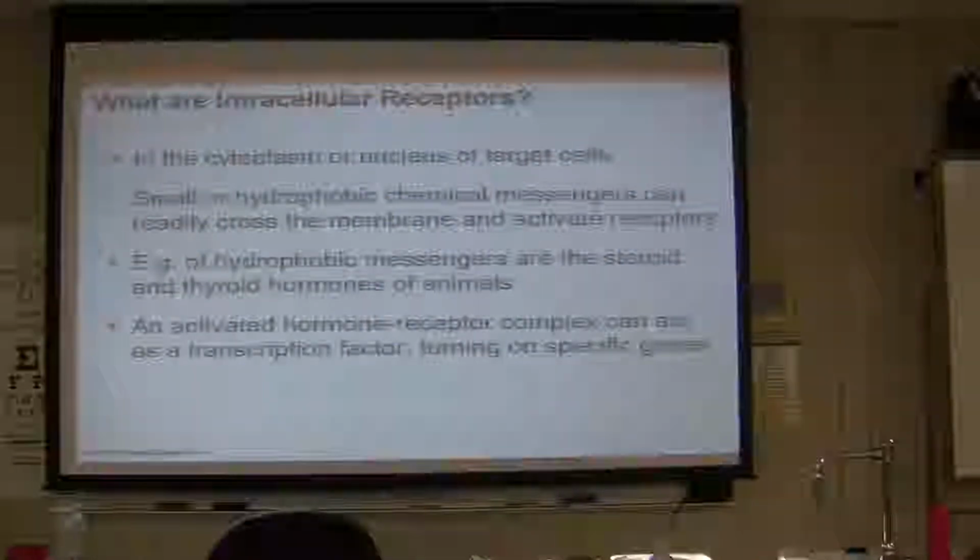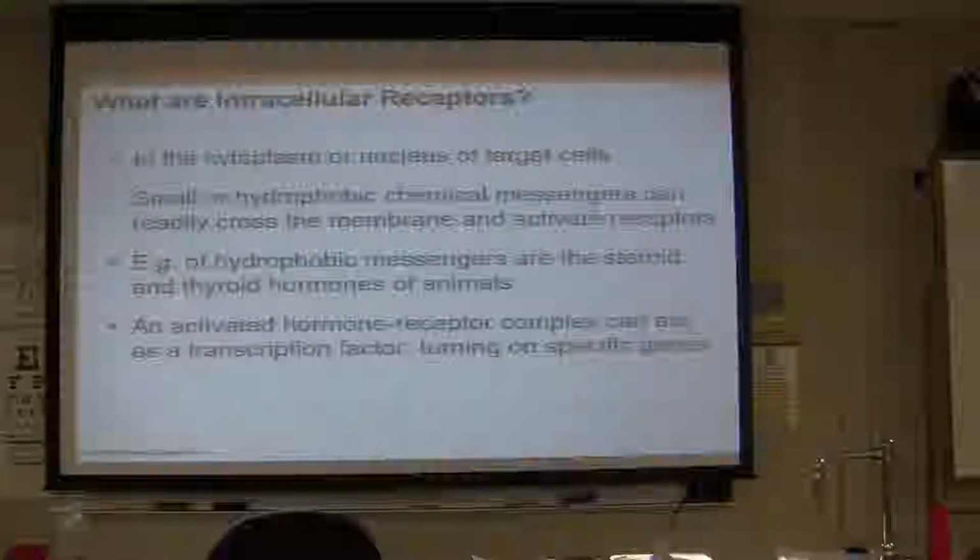What are intracellular receptors? There are receptors inside of the cell, such as for hormones, which are a good example. In the cytoplasm or nucleus of target cells, small hydrophobic chemical messengers can readily cross the membrane and activate receptors.